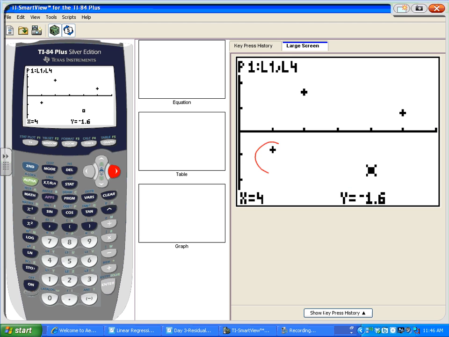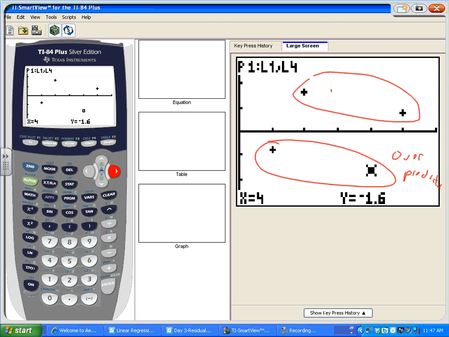Now, residuals down here. Did your line of best fit over or under predict? Over predicted. So negatives is over prediction. Positive residuals, under prediction. And that should make sense. Okay?